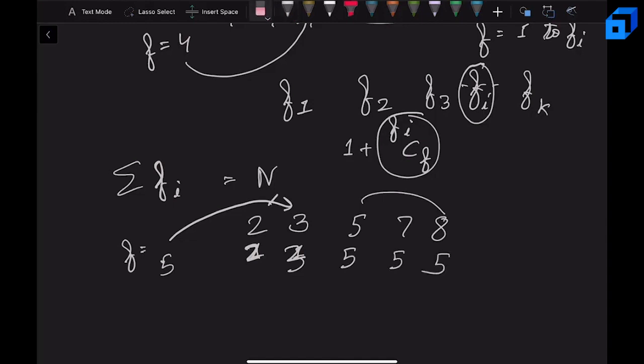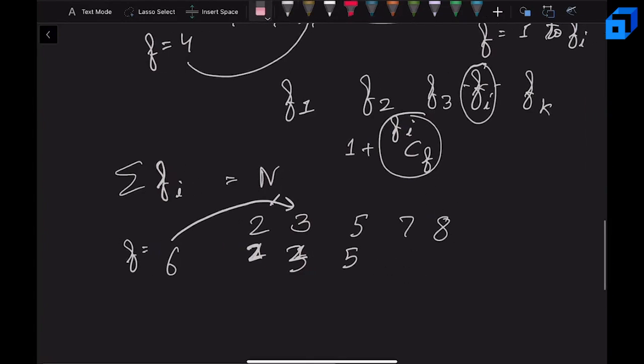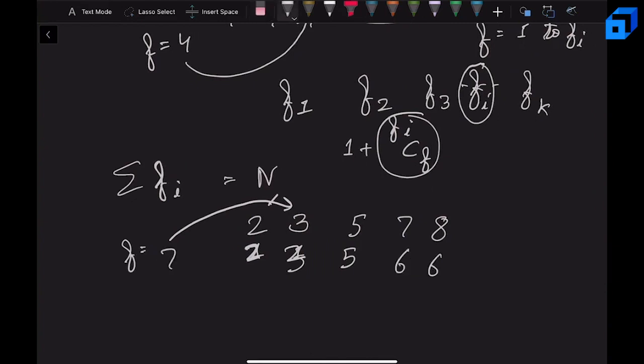For f equal to 6, we consider only the elements 7 and 8, so both will be considered 6 times. For f equal to 7, again both elements are considered, 7 times each. For f equal to 8, we only consider 8, and it will be considered 8 times. So you can see that each element fi is considered fi times, so the total time complexity is O(n) here.